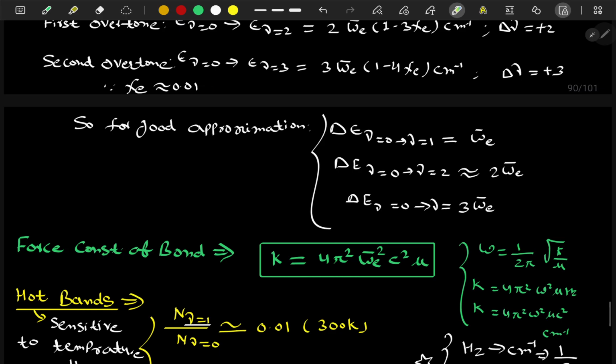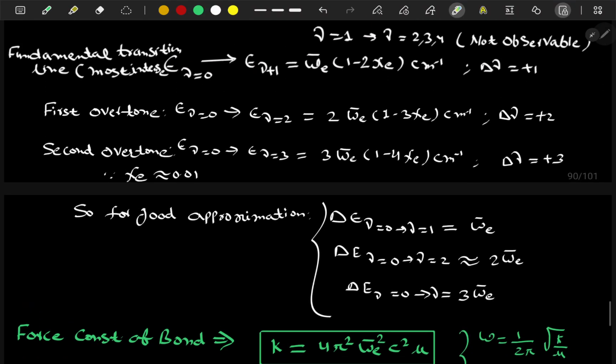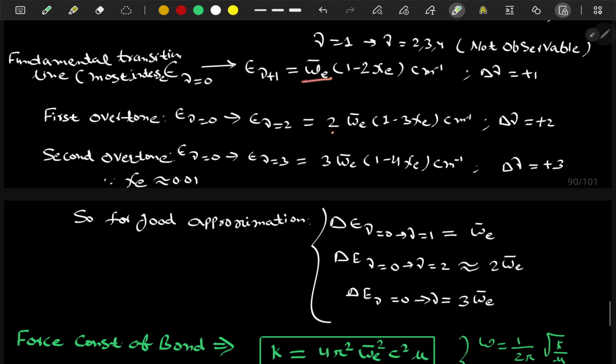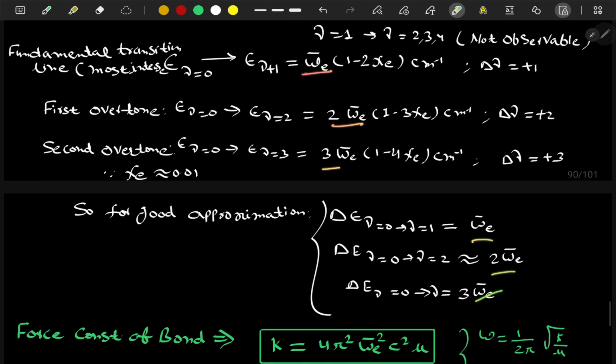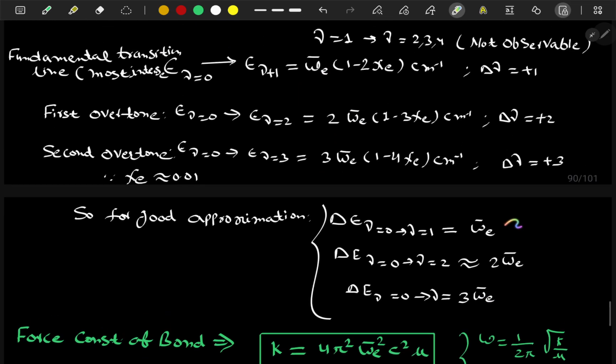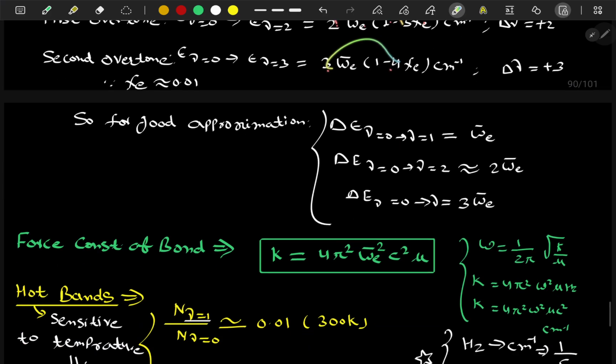And chi is 0.01. So for good approximation, what will happen? Mu equal to 0 to mu equal to 1, omega e bar. Delta e mu equal to 0 to mu equal to 2, so 2 omega e. Mu equal to 0 to mu equal to 3, we are having 3 omega e. Okay, just fundamental omega e, 2 omega e, 3 omega e. And if you know the exact, this is omega e, so 1 minus 2, 2 omega e, 2 minus 1 minus 3, and 3 omega e, 1 minus 4, 2 3 3 4 1 2.